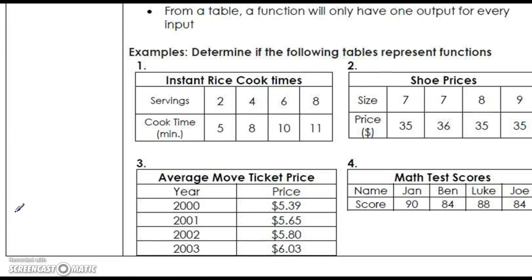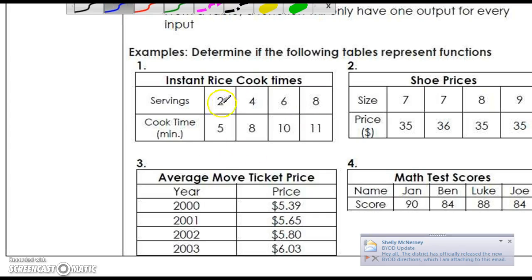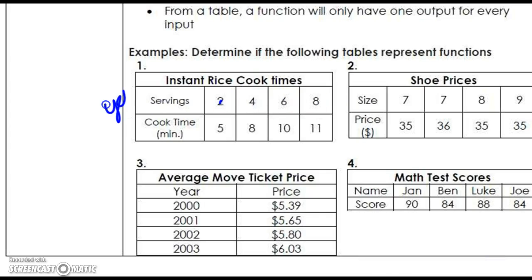Moving on to tables, remember one output for every input, so no repeating those inputs. So let's go ahead and take a look. 2, 4, 6, 8, we're good, no repeating on the inputs. Uh-oh, 7 and 7, they're giving us two different outputs. No. Here, inputs all different? Yep. Here, inputs all different? Yep, Jan, Ben, Luke, and Joe. So they're all different inputs giving us an output.